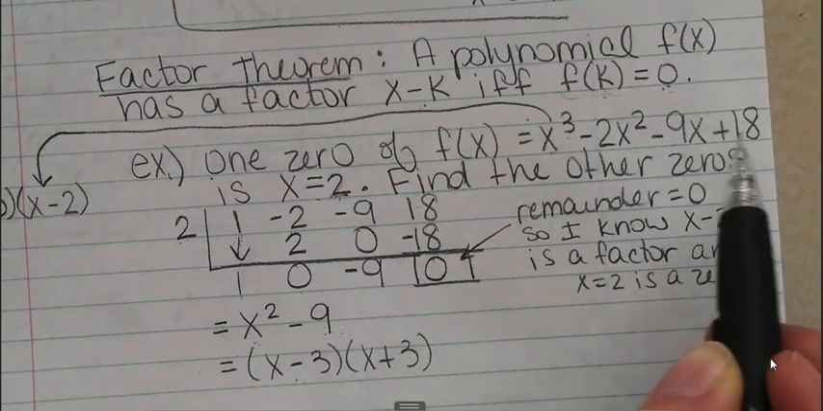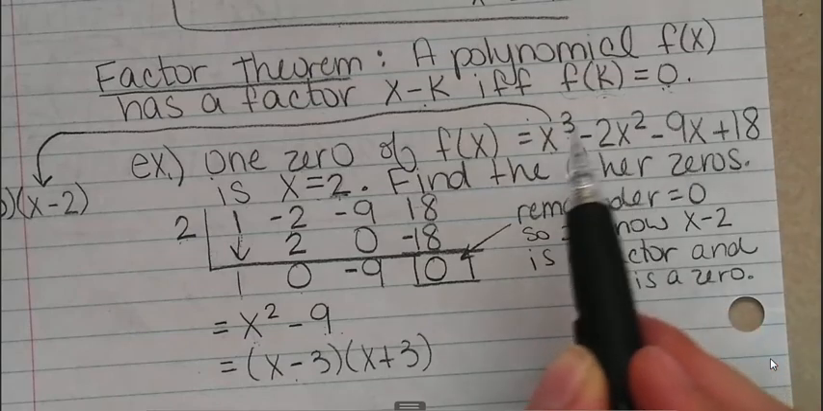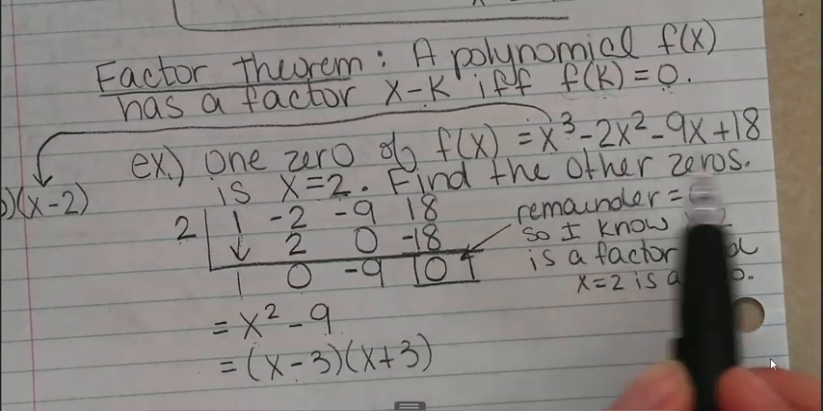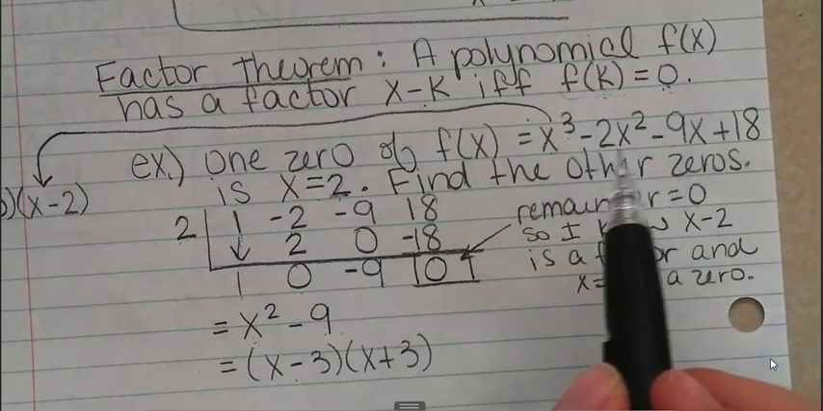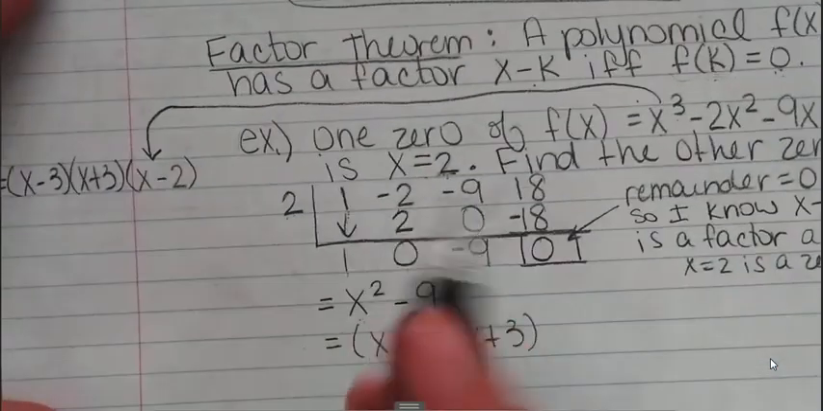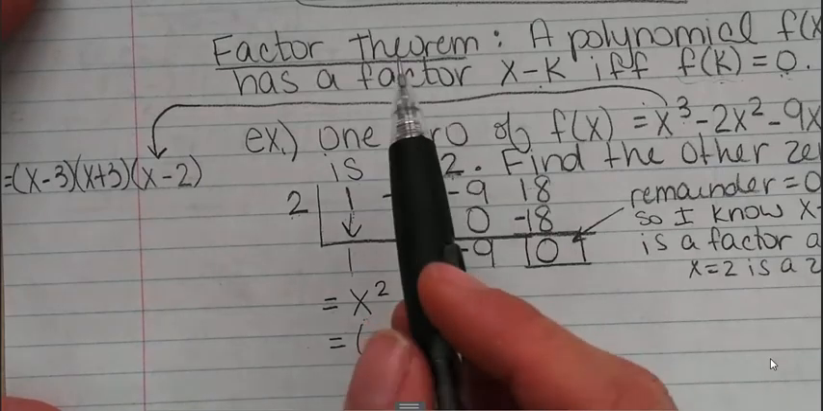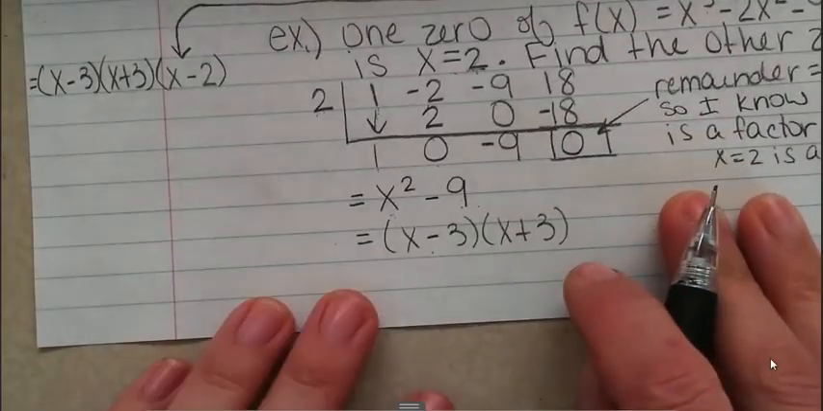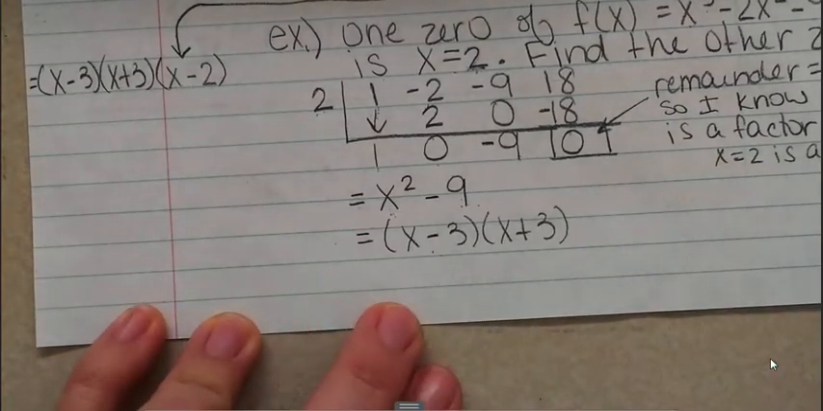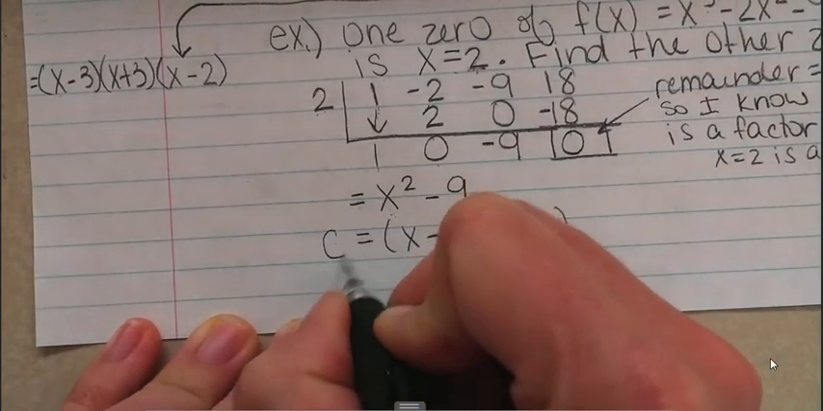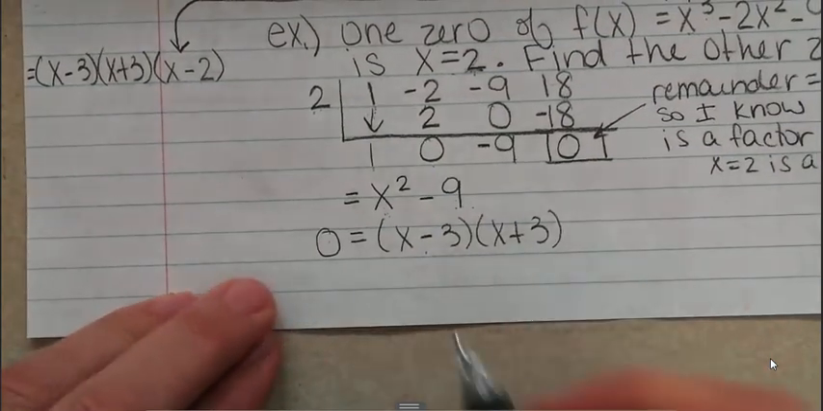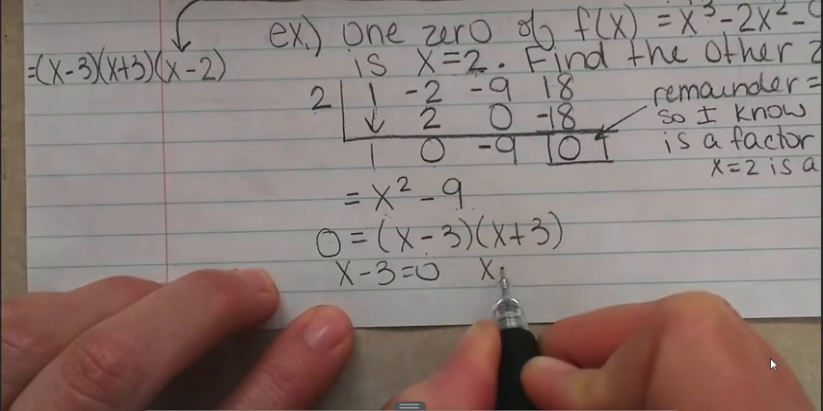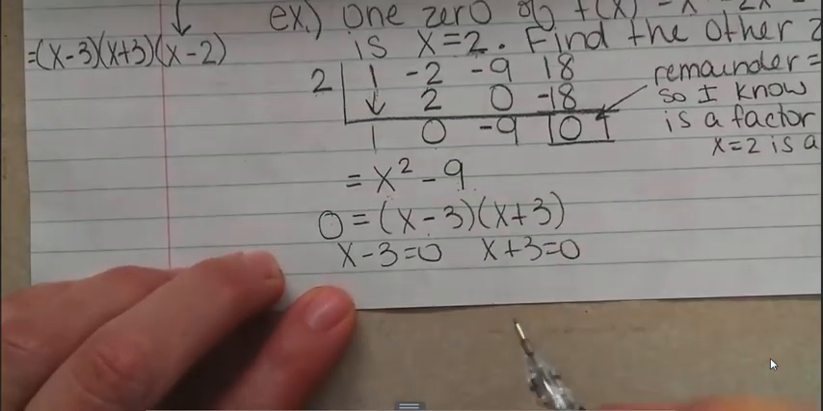And on something like this, we could have used factoring by grouping. That would have been another method available to us. But sometimes you're not going to have that available to you. Factoring by grouping is not going to happen, and you're going to have to use the factor theorem. All right, so from there, I have to find the rest of my zeros, which means I need to think about this thing being set equal to 0, take each of my factors, set them both equal to 0, and then solve.